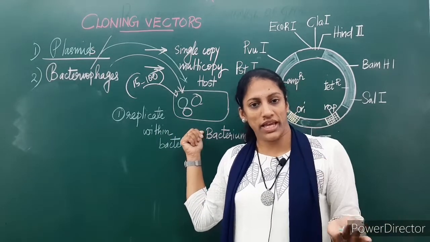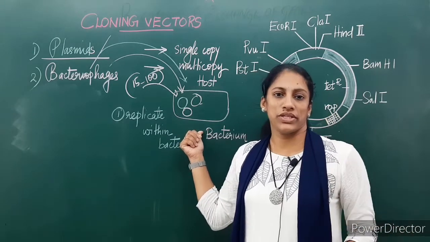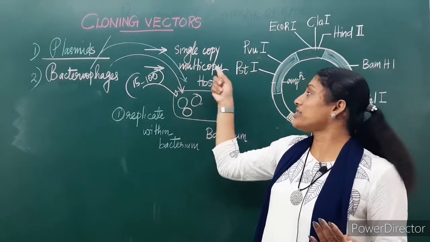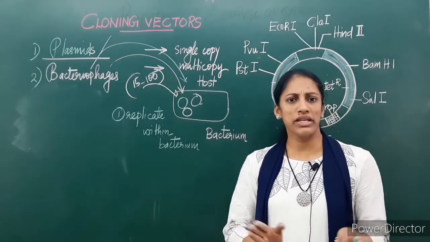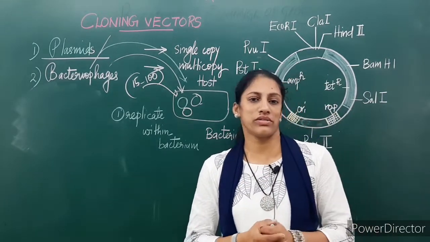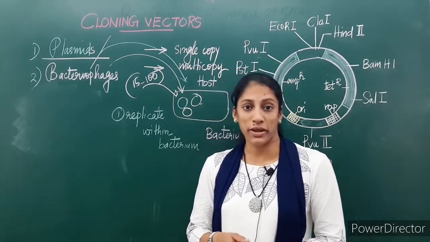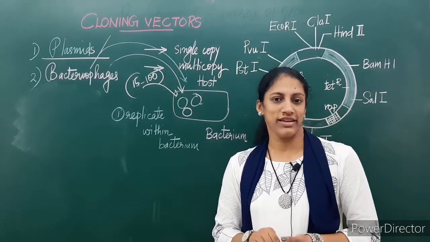And when it replicates, it produces the gene of interest also doubled. And sometimes even the number gets more if it is a multi-copy plasmid, and bacteriophages. When a virus, a bacteriophage, attacks the bacterium, it produces a number of copies within the host cell, not even one copy. Okay, did you get me? So it can replicate and produce a number of copies within the host cell.